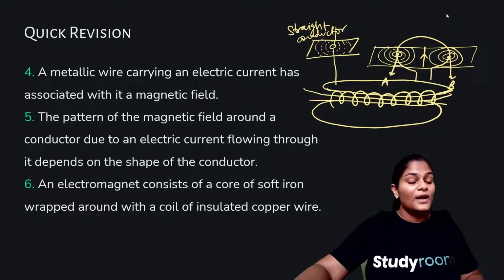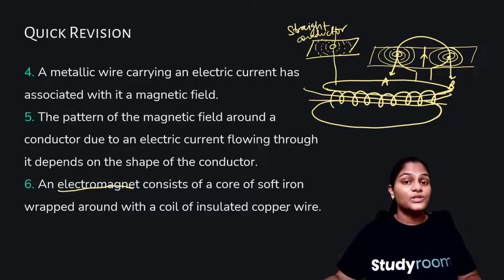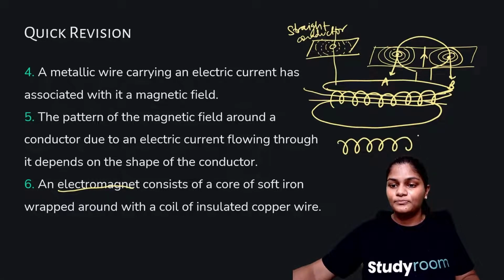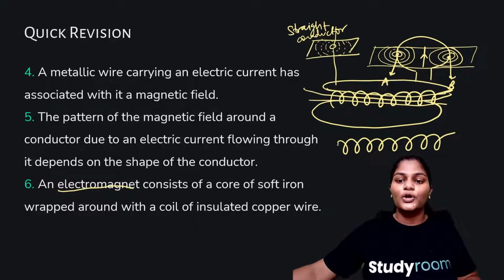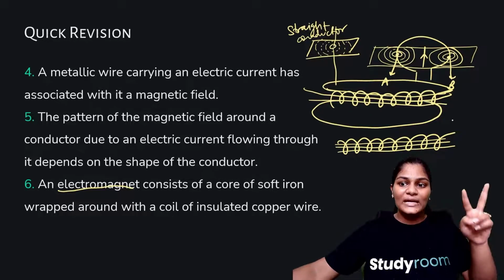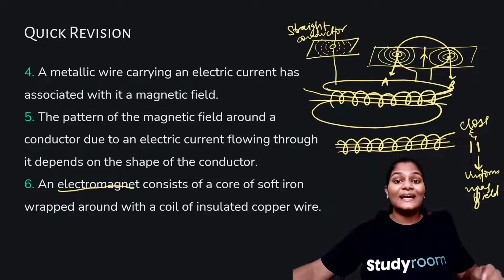Okay, great. What does the next point say? The next point says that an electromagnet consists of a core of soft iron wrapped around by a coil of insulated copper wire. If you remember, we had studied that inside a solenoid the magnetic field lines are super close to each other and parallel. So they are close and parallel. So what do they form? They actually form a uniform magnetic field. We have a uniform magnetic field inside the solenoid.